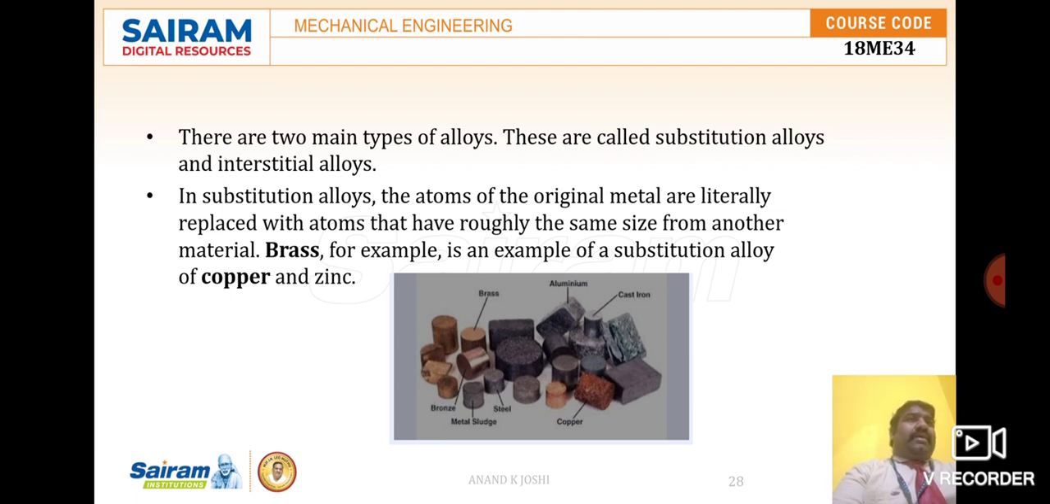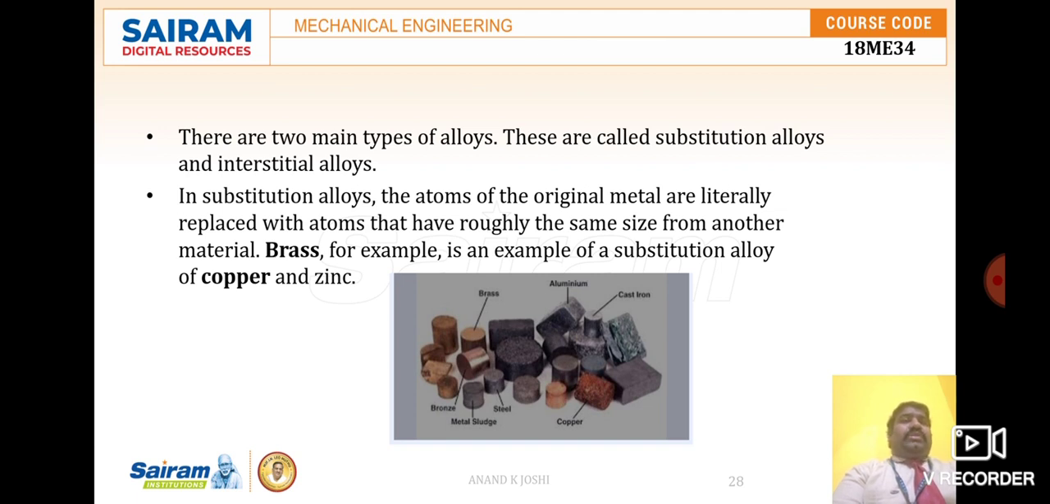For example, gold and lead, Au and Pb, or aluminum and magnesium, or magnesium and nickel systems. These are all intermetallic compounds.